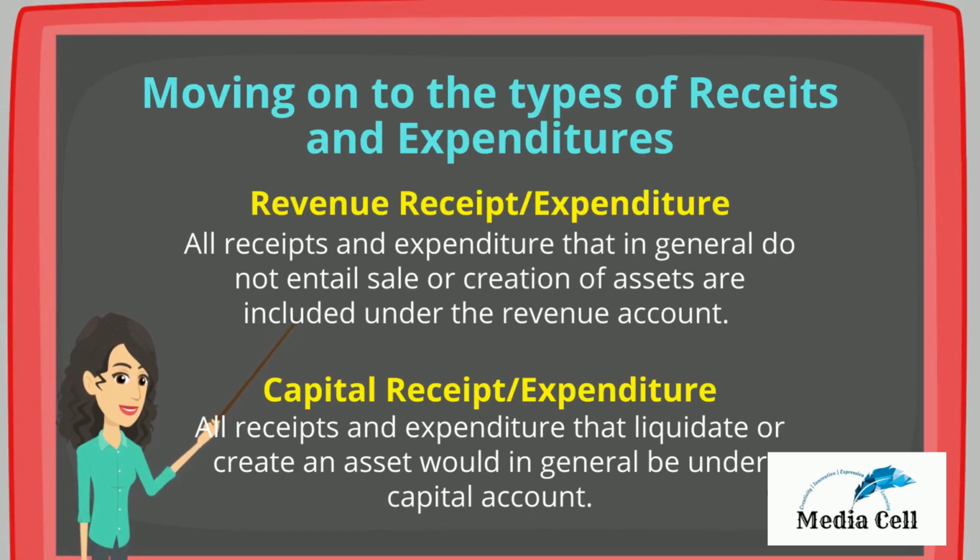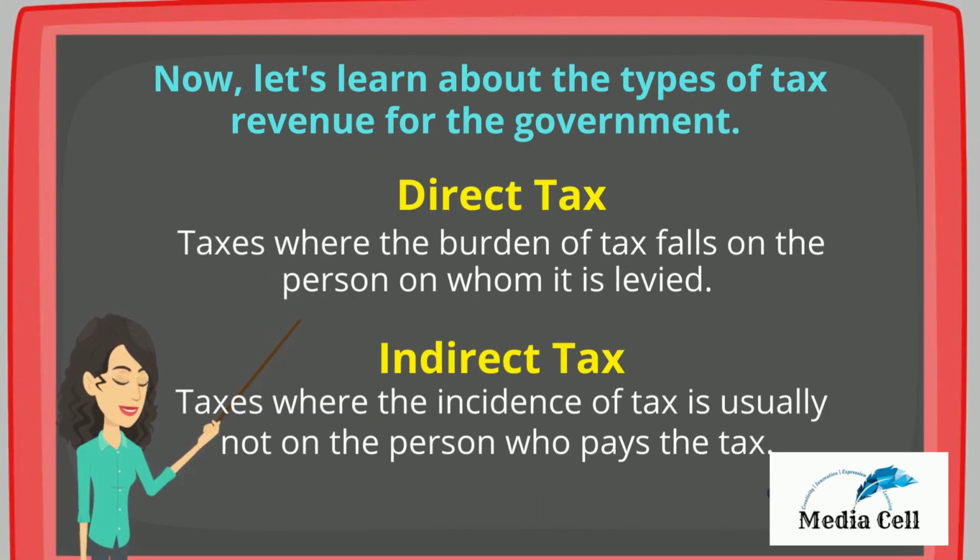Now let's learn about the types of receipt and expenditure. Revenue receipt and expenditure. All the receipts and expenditure that in general do not entail sale or creation of assets are included under the revenue account. Capital receipt and expenditure. All the receipts and expenditure that liquidate or create an asset would in general be under capital account. Now next up we have the major types of tax revenues for the government.